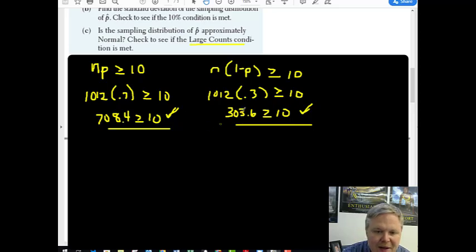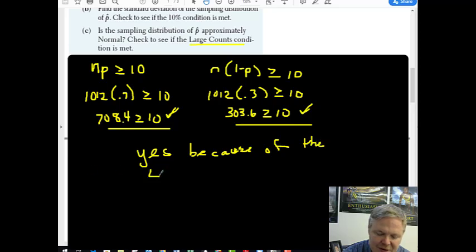All right, and then we want to know about the sampling distribution. Is it approximately normal? Yes, it is approximately normal because we've satisfied our large counts condition. We have more than 10 successes and more than 10 failures, so we can say yes, it's going to be approximately normal.